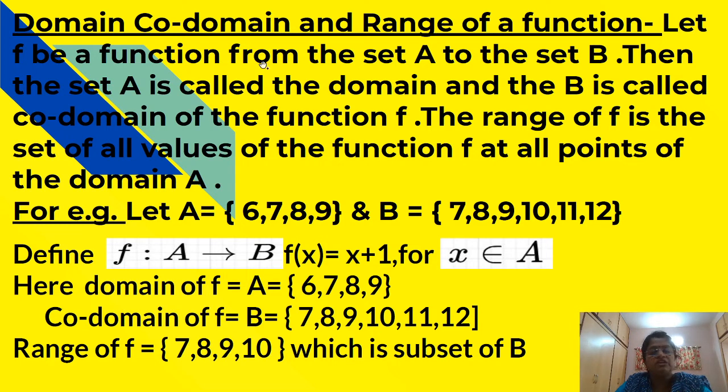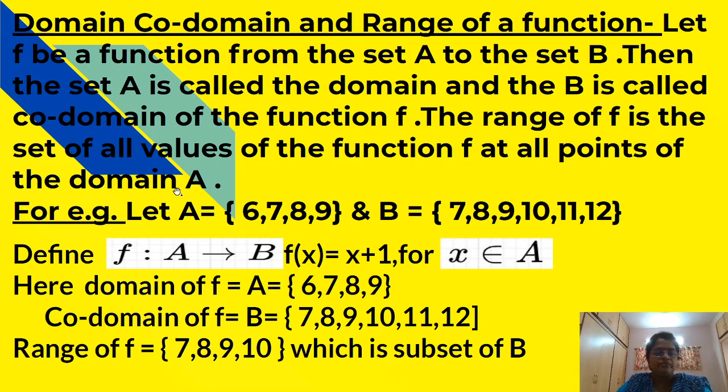Now see what is the meaning of domain, codomain and range of a function. Let f be a function from the set A to the set B. Then the set A is called the domain and the set B is called codomain of the function f. And the range of f is the set of all values of the function f at all points of the domain A.